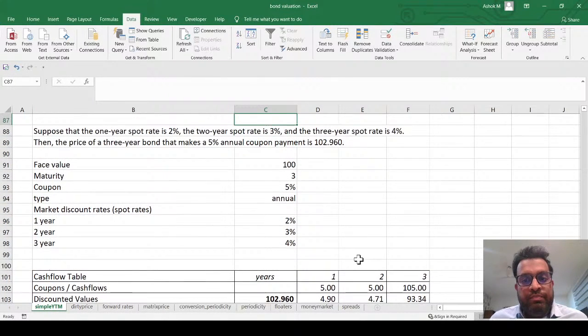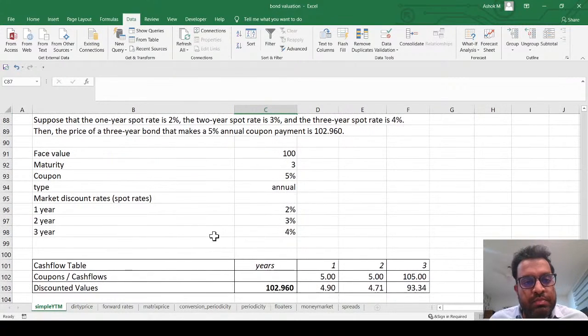Okay, so good. I think we're going in good speed. So this is about spot rate.